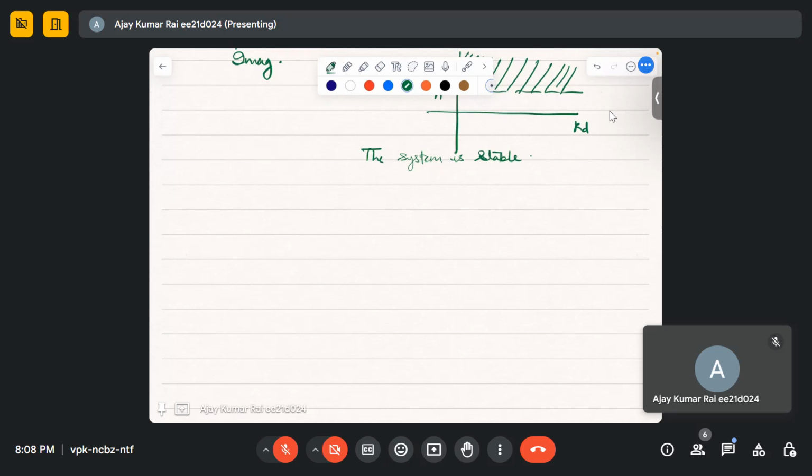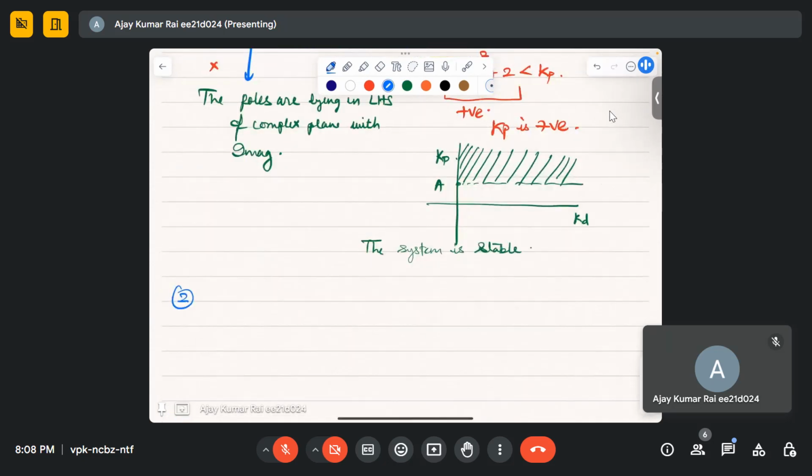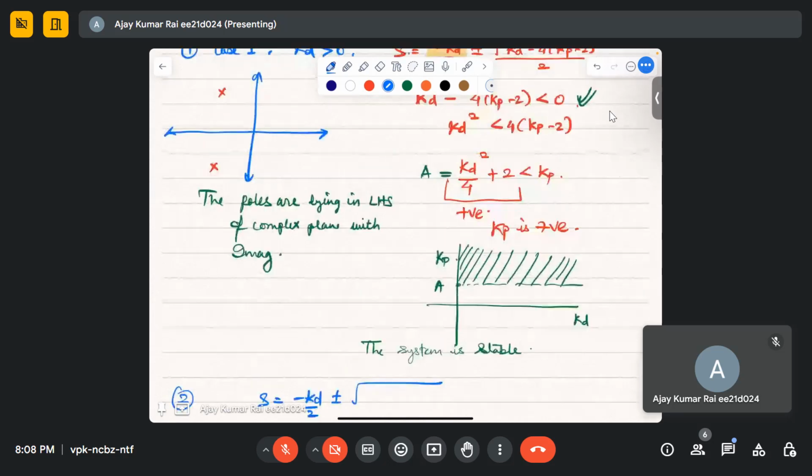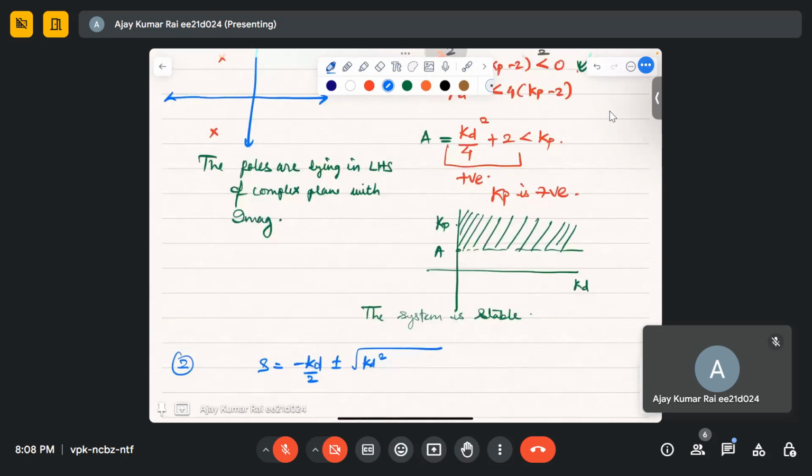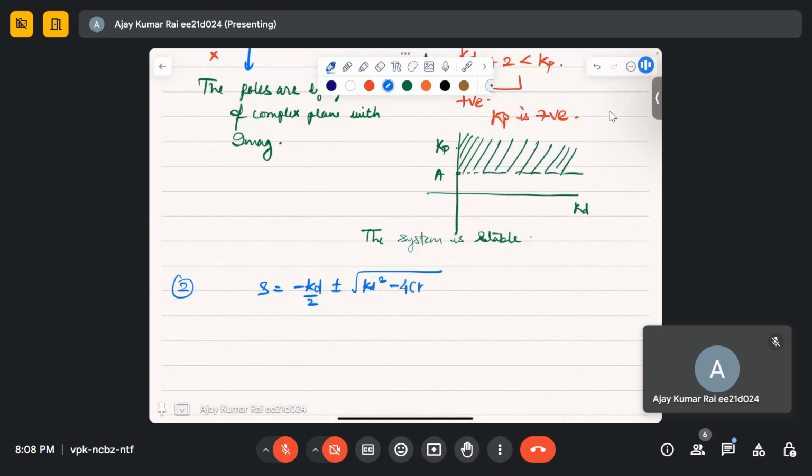Okay, so what is the other case? It is the second case. What can happen is, let me write the equation again, the roots: KD by 2 plus minus root of KD square minus 4 (KP minus 2), by 2.